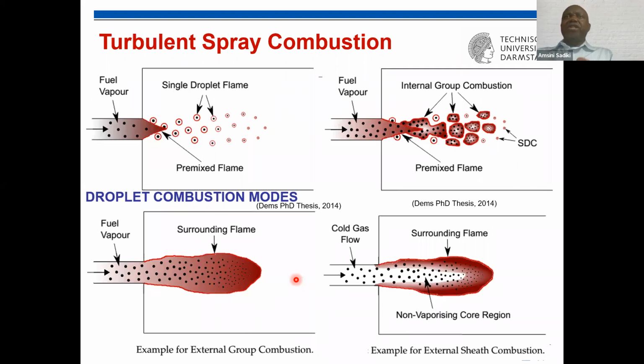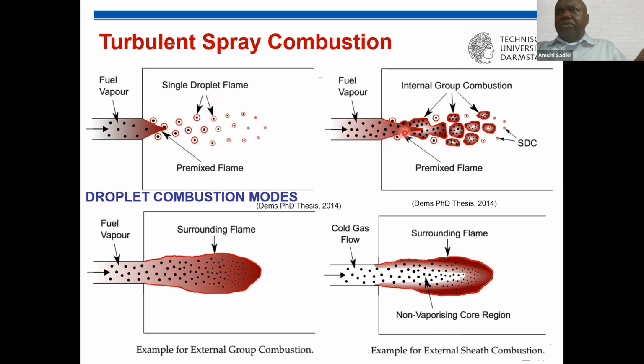With this, we can now categorize different combustion modes. If we have our fuel vapor, and we have our droplets, the droplets can come out, and we have what we did at the beginning. We have single droplet flame. The flame is surrounding the droplets, and we know the position of the flame. We know the temperature of the flame, and this is the so-called single droplet combustion.